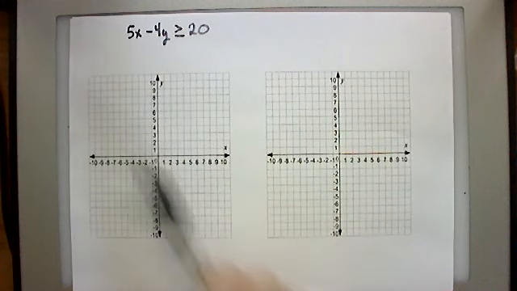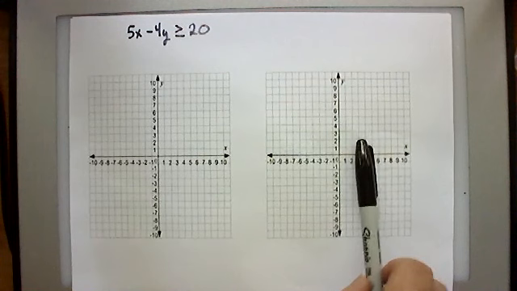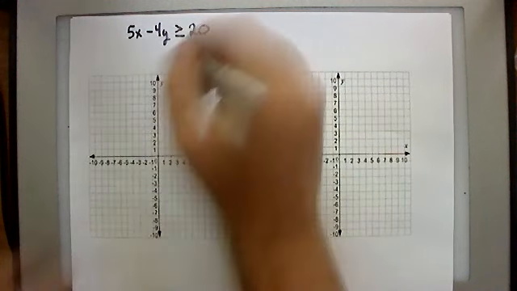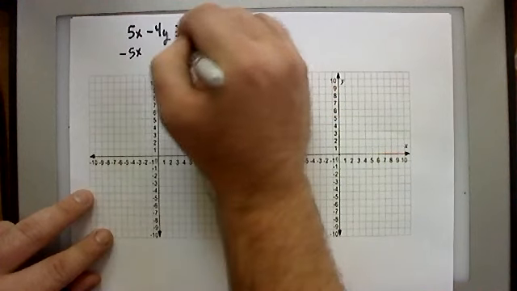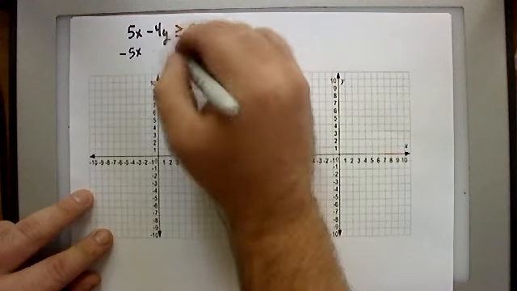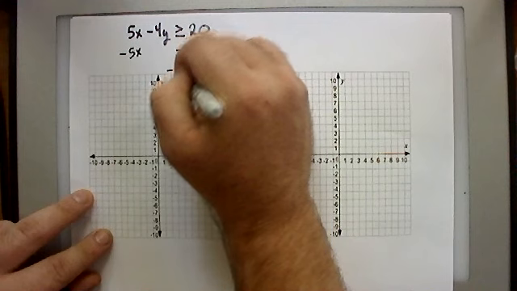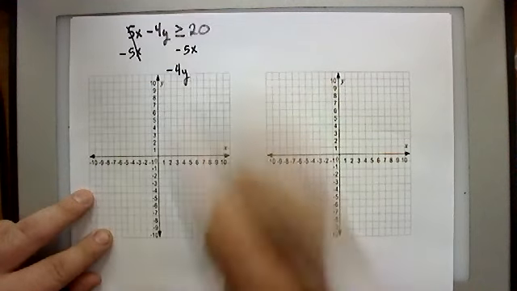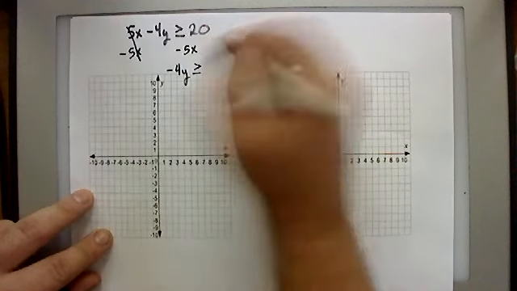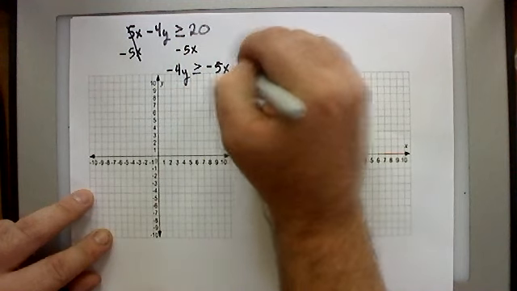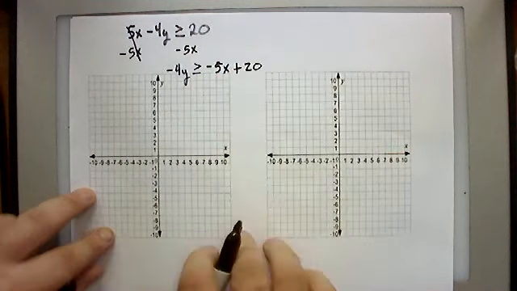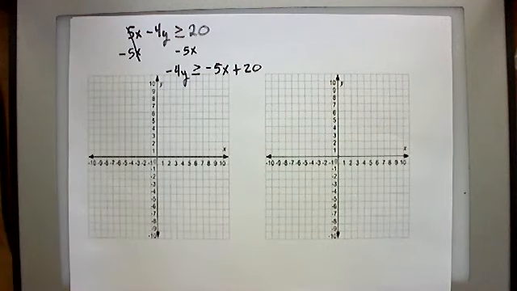I'm probably just going to scribble on top of this graph, and we'll do the actual graphing on this one. So to get this into y equals mx plus b, first thing I would do is subtract 5x from both sides. So that would leave me with negative 4y, right, because the 5x would cancel, is greater than or equal to, and remember, we're trying to make mx plus b, so put the mx part first. All right, so now we have negative 4y is greater than or equal to negative 5x plus 20, because we subtracted the 5x from both sides.